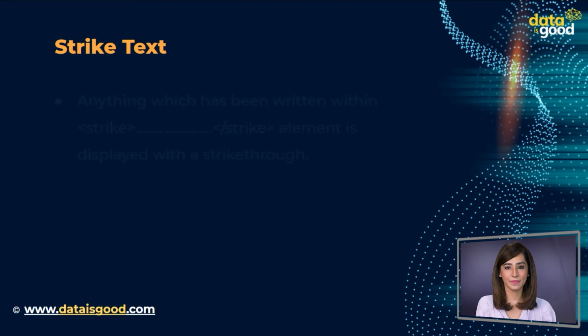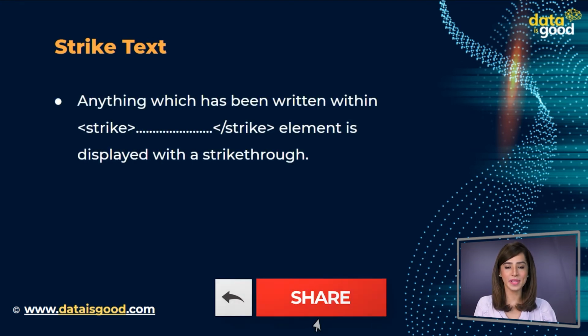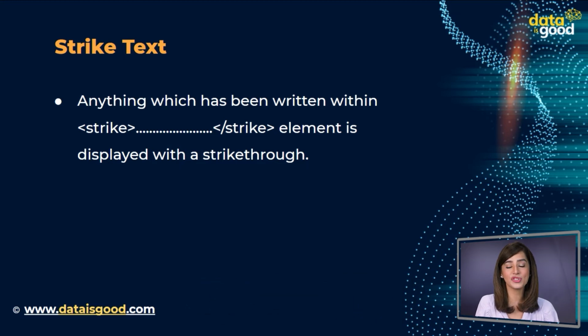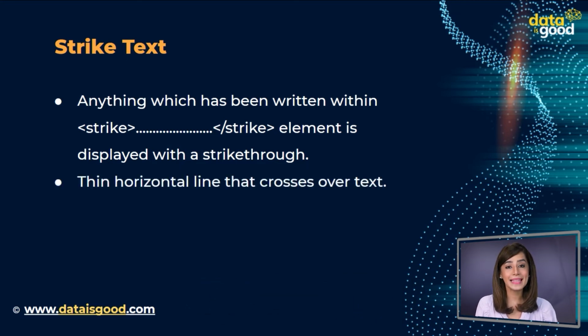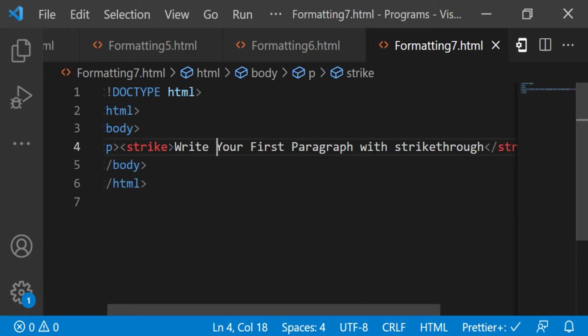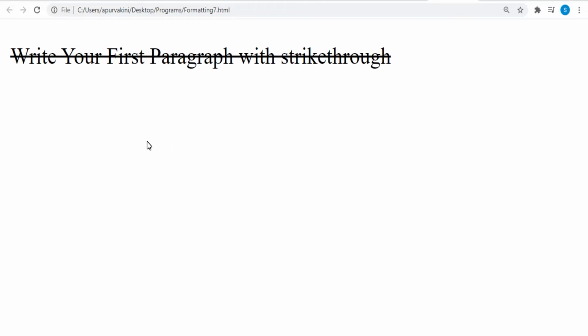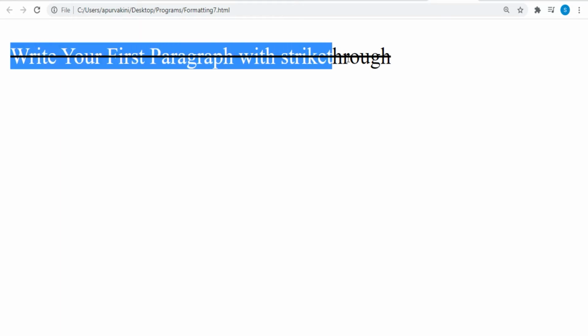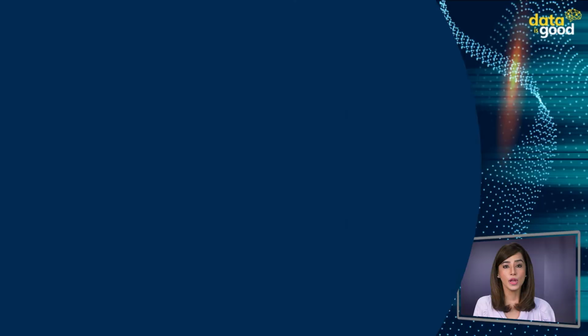Strike text. Anything which has been written within the strike element is displayed with a strike through. It is a thin horizontal line that crosses over the text. Here's an example of strike text. Here we have written, write your first paragraph with strike through in the strike tags. Let's see the output. The required texts are strike through.